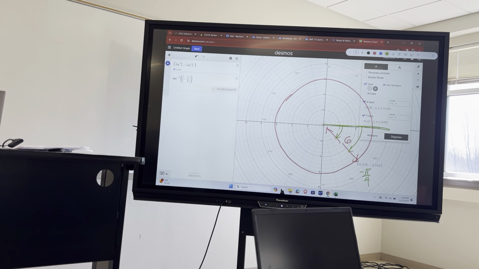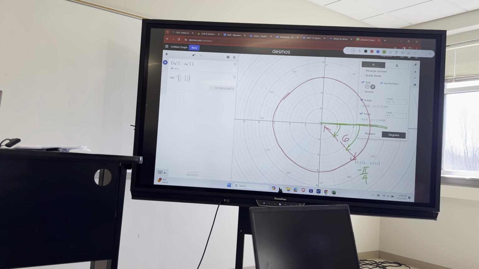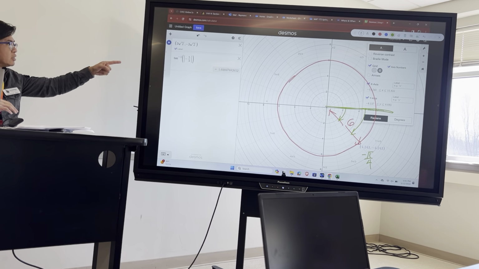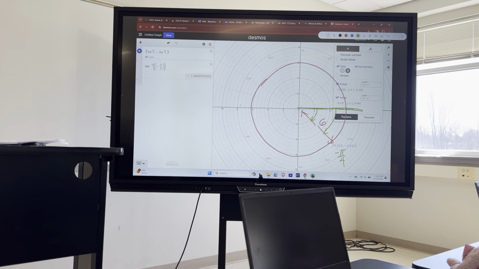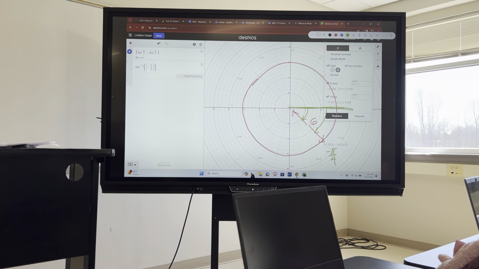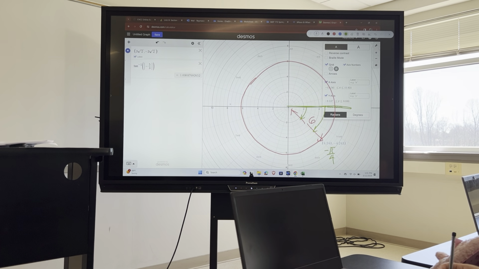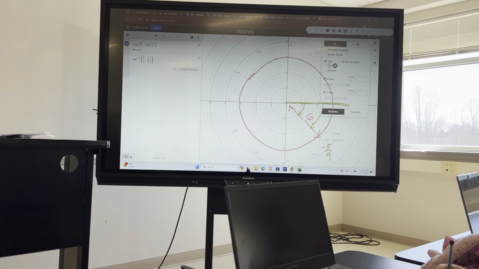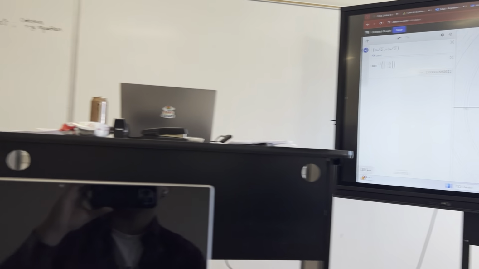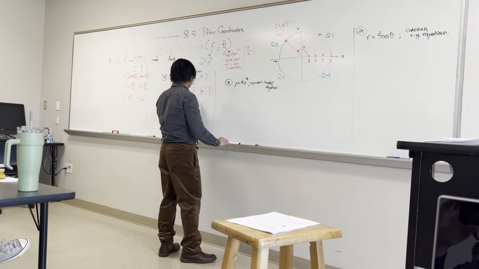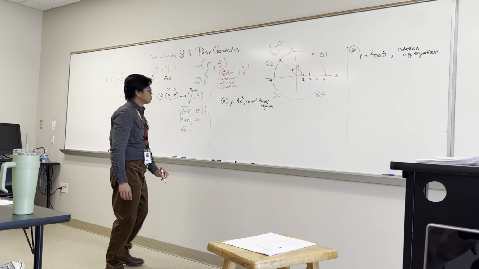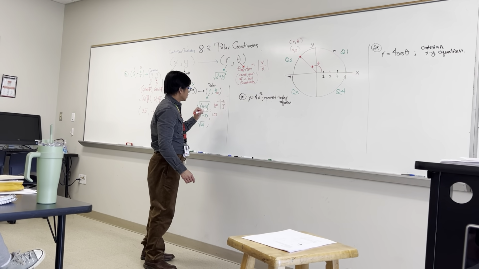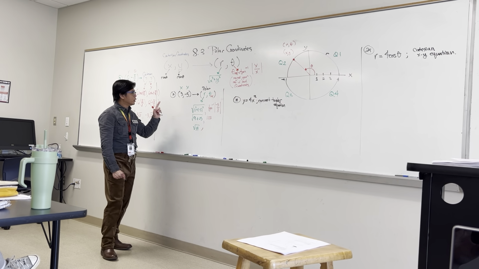We want it to be in radians, so make sure you click on radians in here. And what value did we see? 1.03 radians. Get it? So we can put in here that that is approximately 1.03 radians. Again, this is just the reference angle, right? So if that is the reference angle, what do we do?